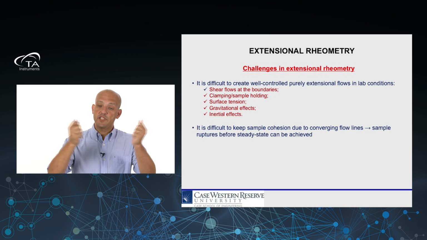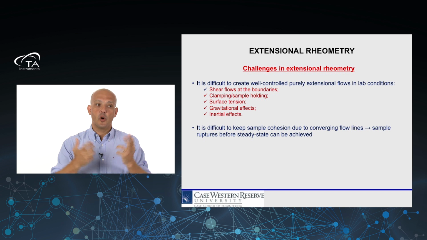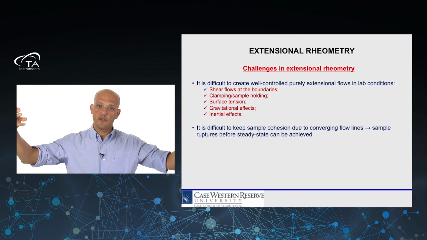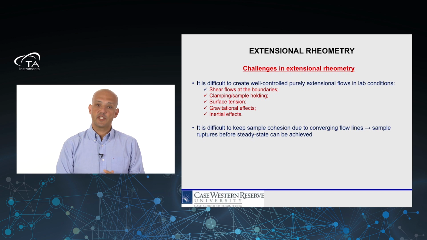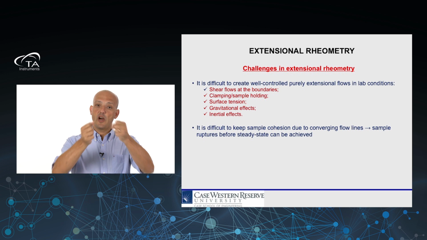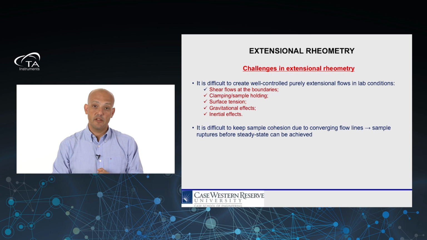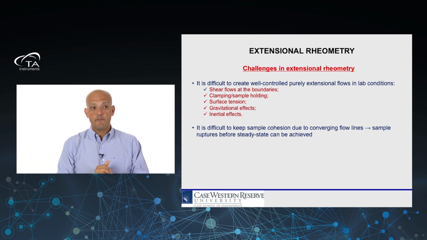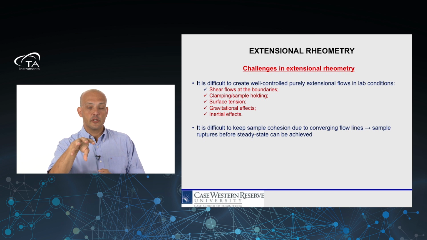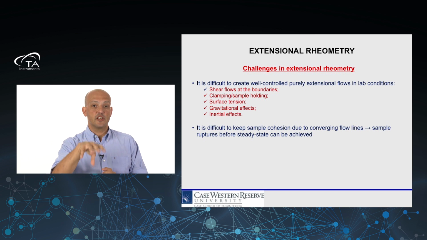Again, the issue of sample clamping and holding. Surface tension. We're now stretching, we're creating a lot of this area, so surface tension plays a role. Depending on how we stretch, if we stretch like this or if we stretch like this, gravitational effects might come into play. Inertial effects if you stretch too fast. So these are experimentally difficult conditions.